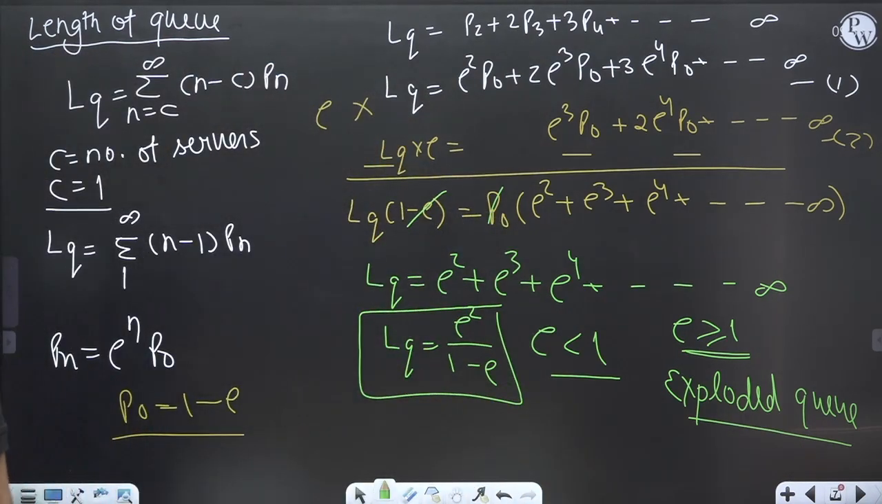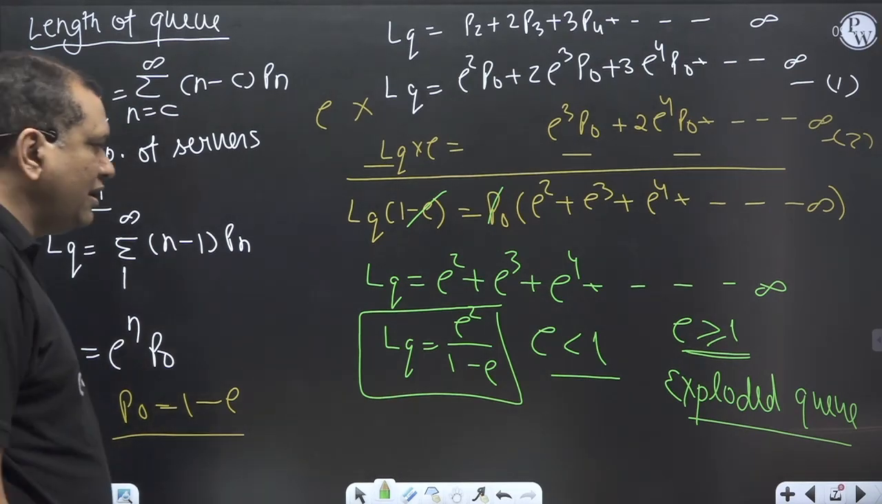So here we have derived certain things. Okay, length of system, length of queue.